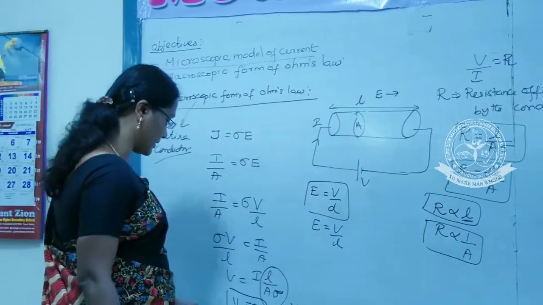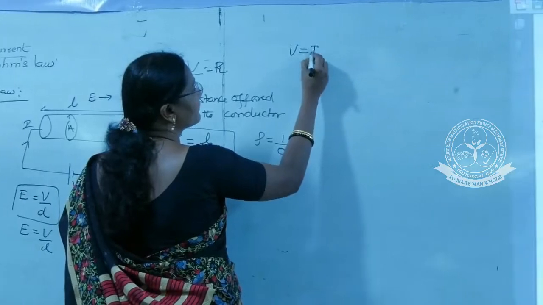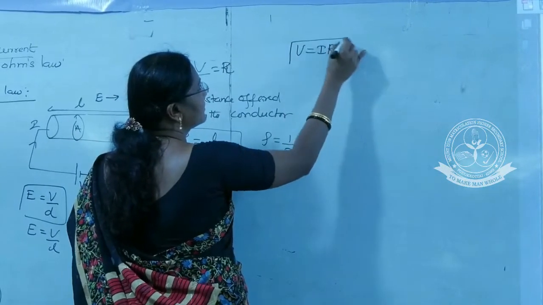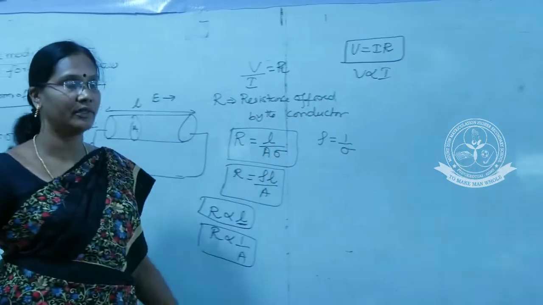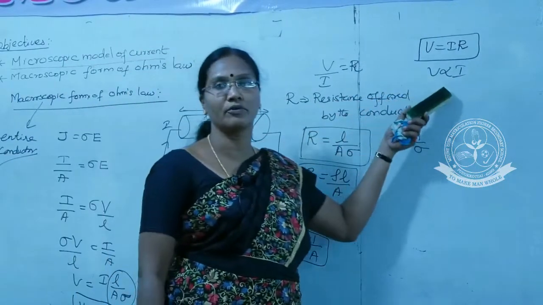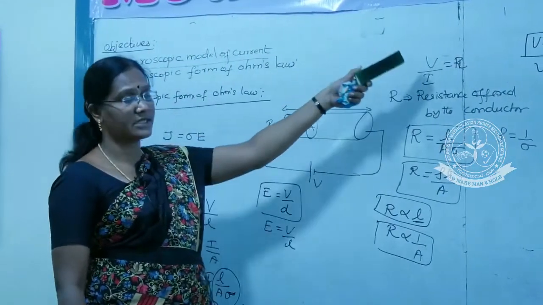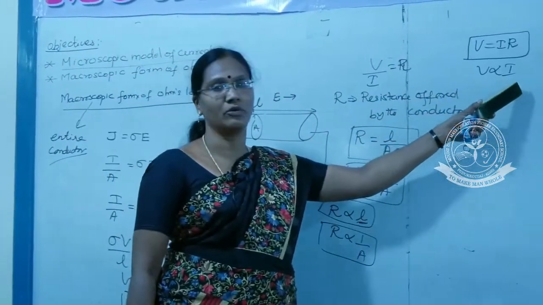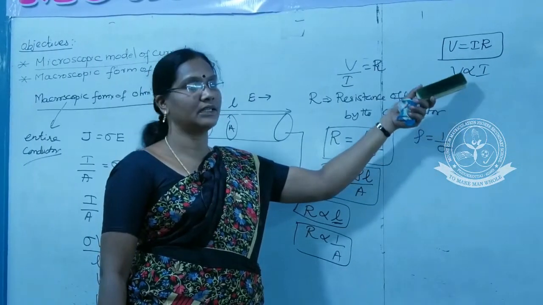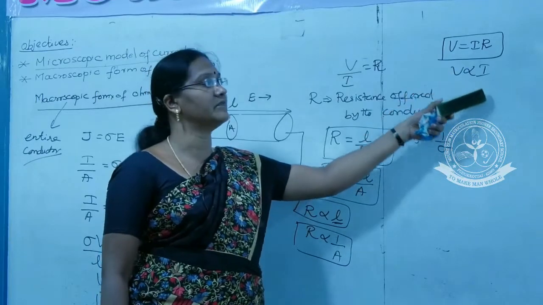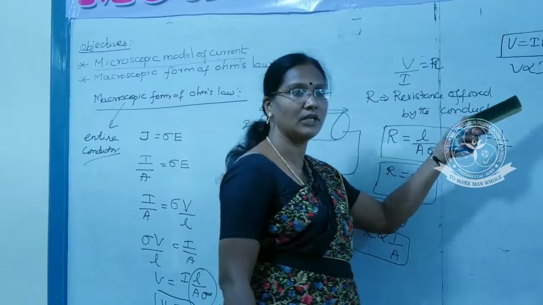Now if you take this relation V is equal to IR, we can write V is directly proportional to I. But this is not true in all cases, because Ohm's law states that at a constant temperature this relationship holds good. That means when the current flowing through the conductor is steady, then the temperature is constant, and we can say V is directly proportional to I. But this is not the case for all conductors.